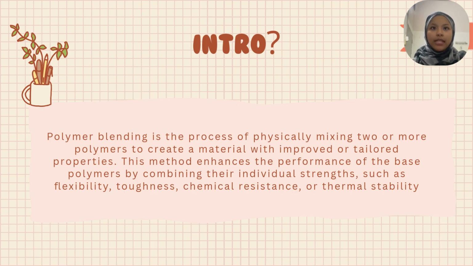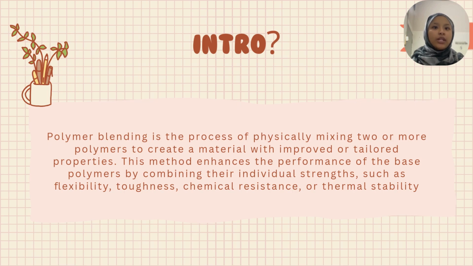So what is polymer blending? Basically, polymer blending is the process of mixing two or more polymers to create a material that is better than what you will get from one polymer. By blending, we can combine the strengths of each polymer. For example, one polymer might be super tough, while another could be flexible or resistant to chemicals. When we mix them, we can get the best of both properties, creating a material that is stronger and more flexible or even more durable.